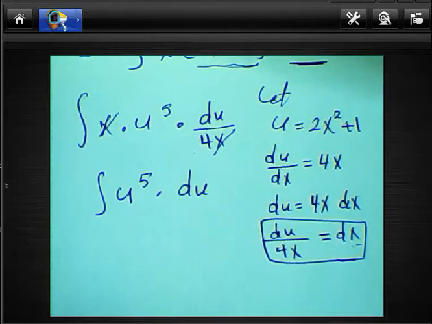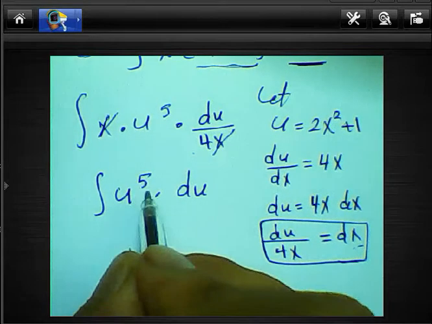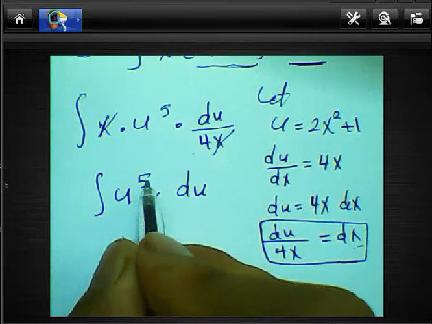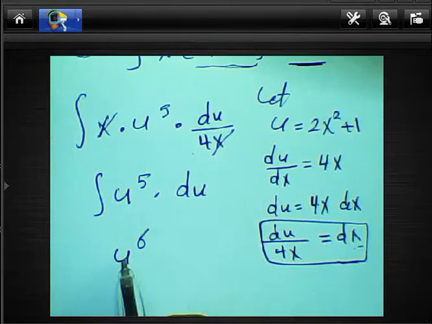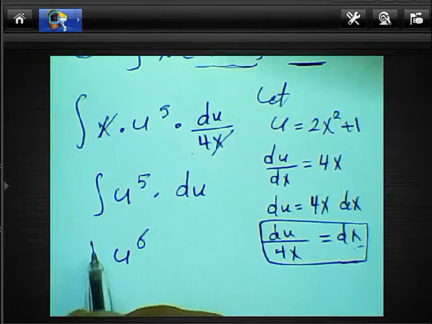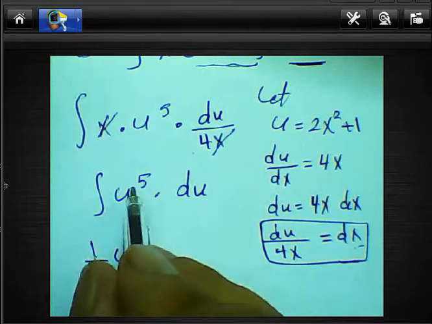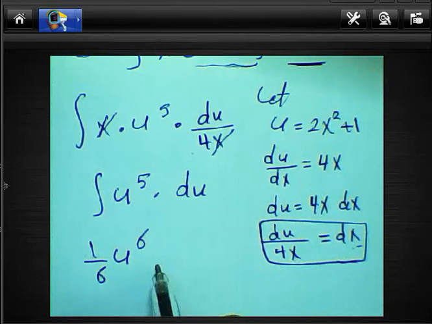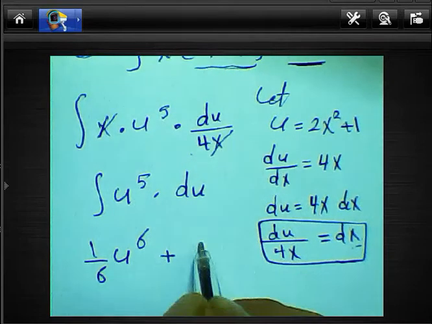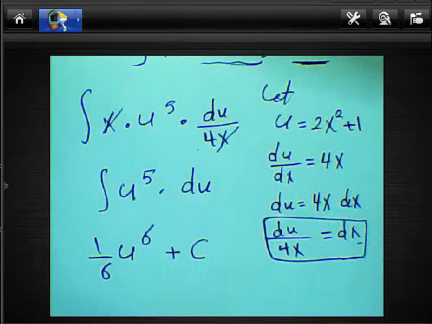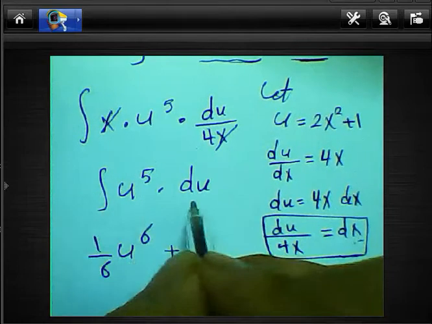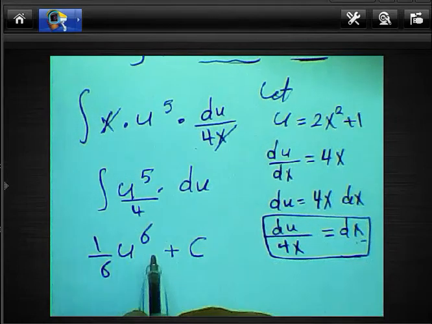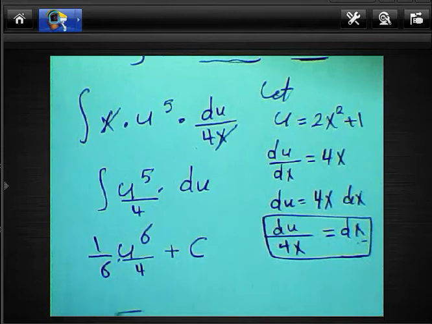We can find the integration of this function. We must add 1 to this power, so the result will be u power 6, and we divide it by this new power. Add 1 to the power and divide by the new power. Plus constant. We have 4 here in the denominator, so we divide by 4: 4 times 6 equals 24, u power 6 plus constant.